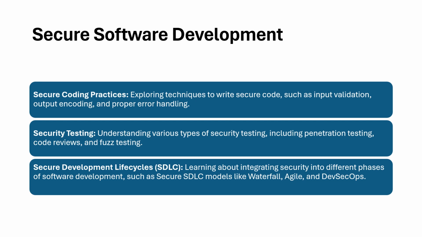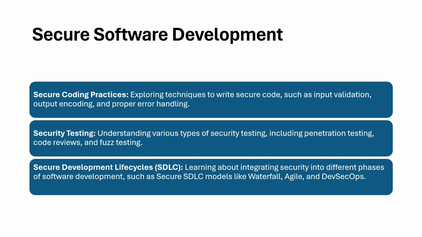Secure software development involves secure coding practices, security testing, and secure development life cycles. Secure coding practices will be exploring the techniques to write secure code, such as input validation, output encoding, and proper error handling.